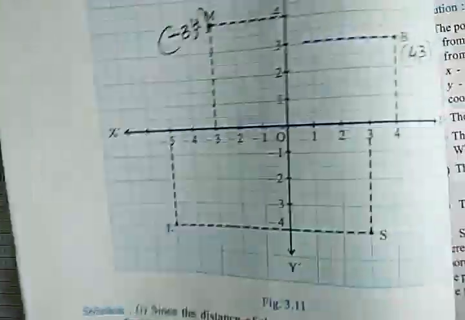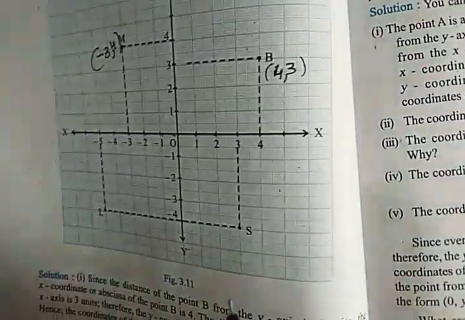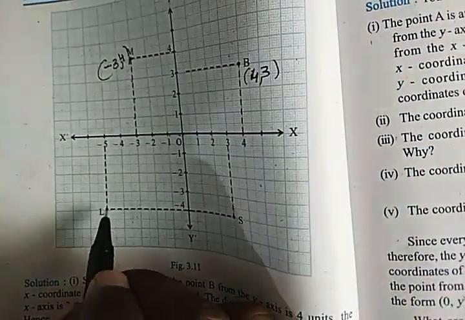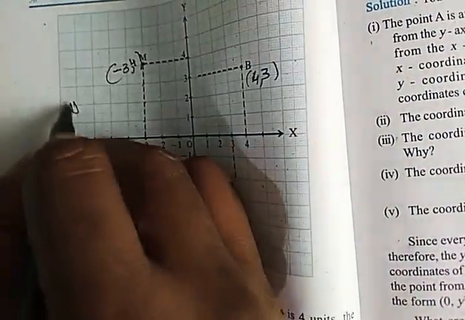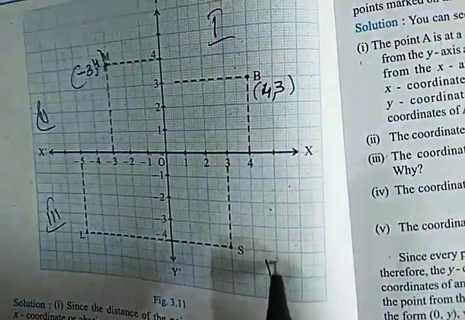L and S identify करना है. देखो इसमें L कहाँ पर है? It's there in the third quadrant. This is quadrant 3 and this is 2. This is 1 and this is fourth quadrant.